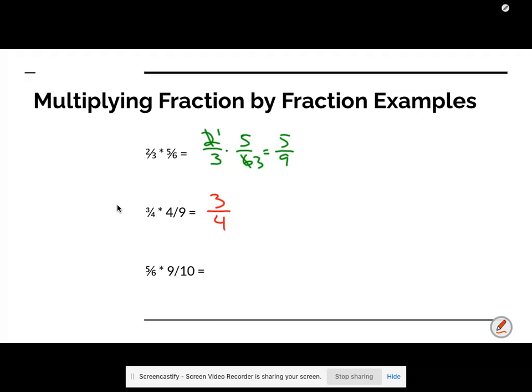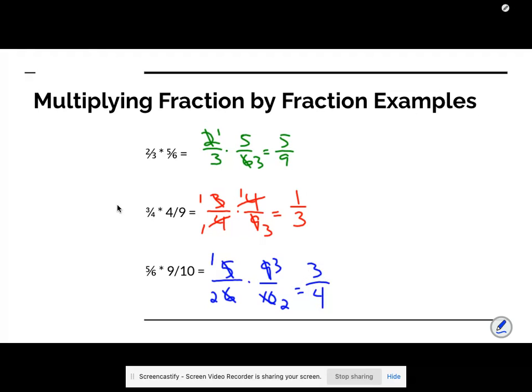So 3/4 times 4/9. Okay. 4 goes in 4 one time. 3 also goes in 9 here, so 3 goes in here, here. So multiply across, I end up with 1/3. In my last example, 5/6 times 9/10. 5 goes into 5 once, and 10 two times. Here, I need to make sure I see that it's 3. So when I multiply across, I end up with 3/4.